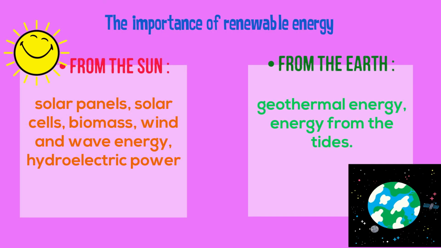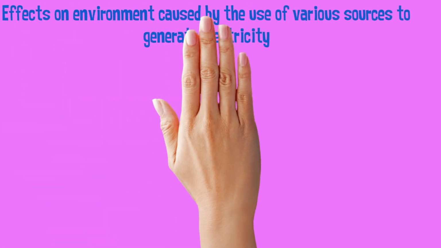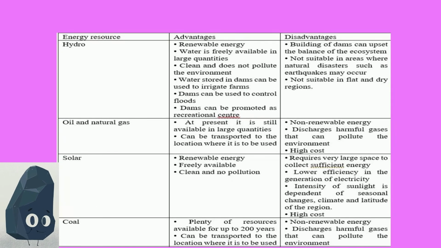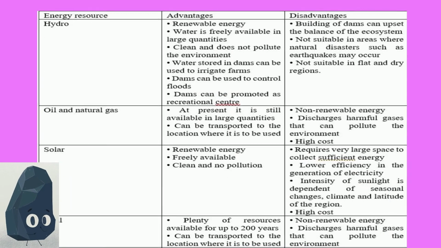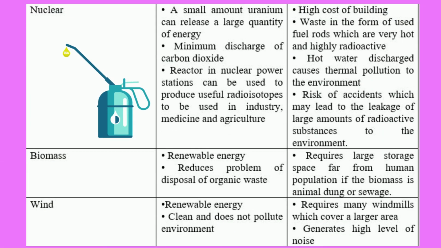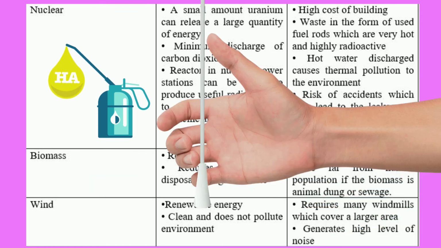For instance, from the sun we have solar panels, solar cells, biomass, wind and wave energy, and hydroelectric power. From the earth we have geothermal energy and energy from the tides. Here is a list of advantages and disadvantages of using various sources to generate electricity on the environment. Even though our world is encouraging the use of renewable energy, there are still some limitations on these sources, such as the lack of space, high costs, and high risk of accidents.